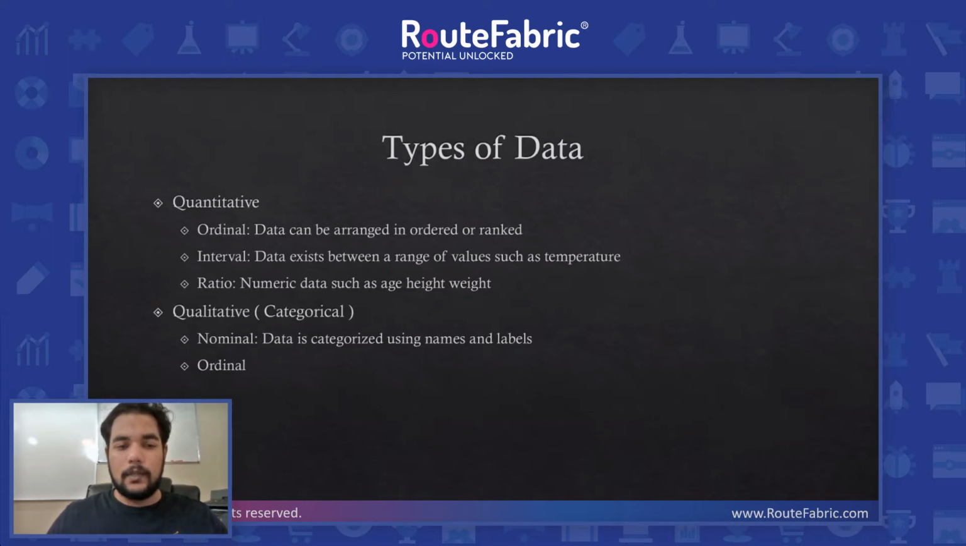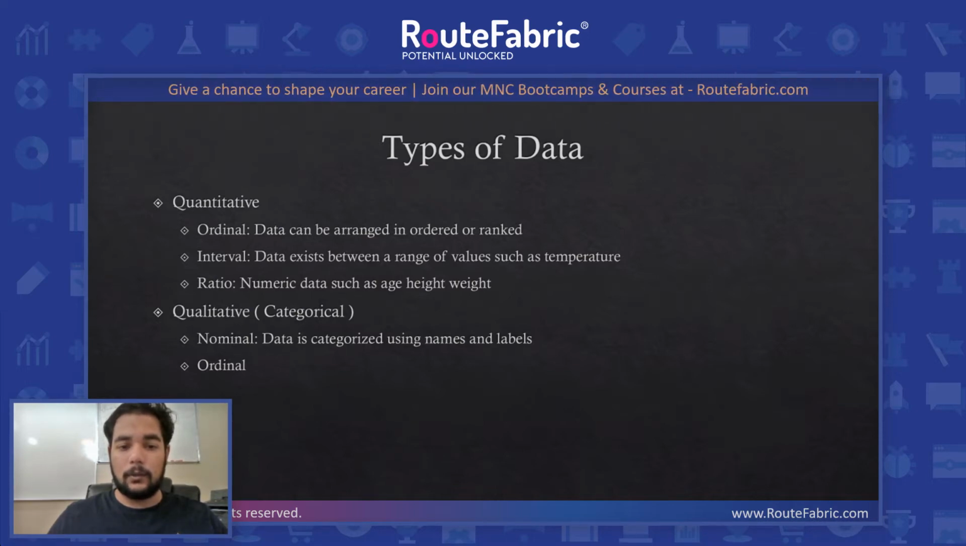There are two types of data, quantitative data and qualitative data. In quantitative data, we have ordinal data, interval data, and ratio data. Ordinal data is the data that can be arranged in order or rank. This can be grades, ranks, first and second place, or any kind of placeholders.